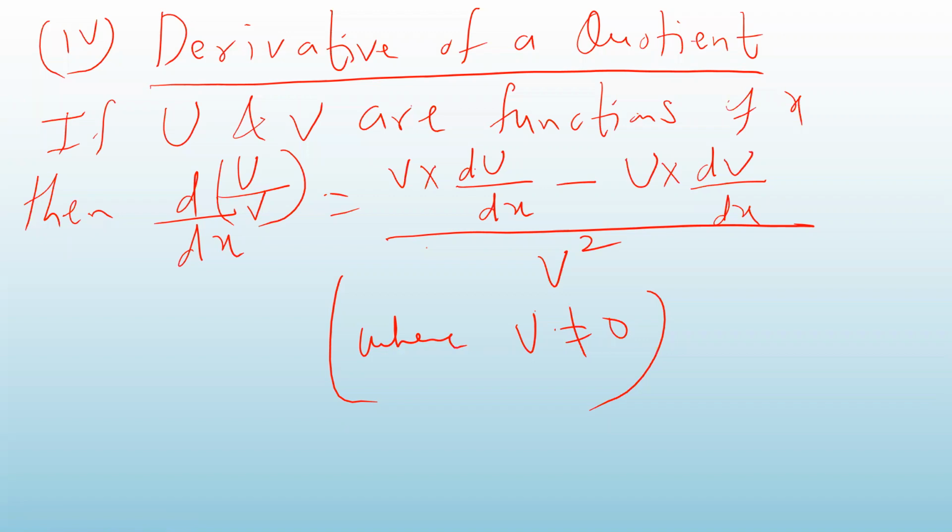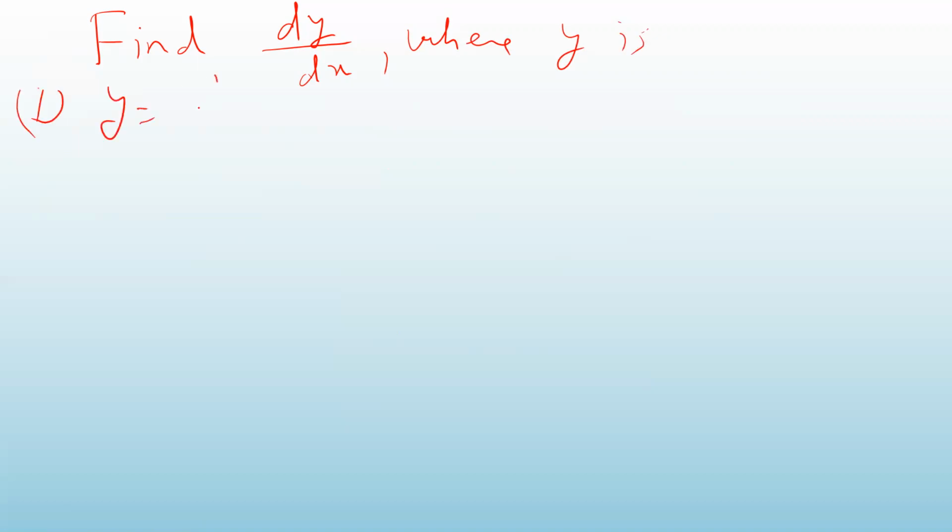Let us take derivative of 1 upon x. I'm starting with a very simple problem. Find dy by dx where y is given by 1 upon x. Now look at here. This problem you can solve by two methods.